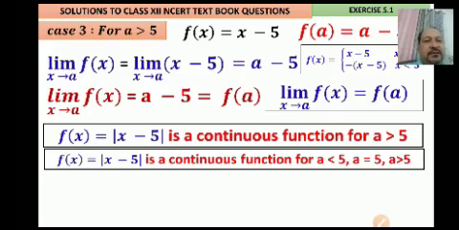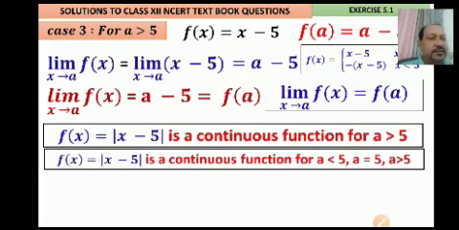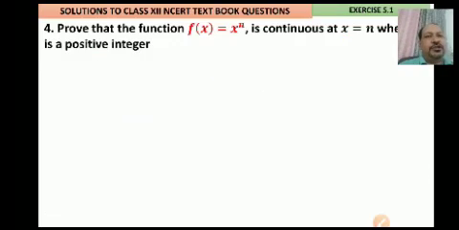Function f of x equal to modulus x minus 5 is a continuous function for a less than 5, a equal to 5, and a greater than 5. So we can say that the function f of x equal to modulus x minus 5 is a continuous function at all real numbers. Question number 4.